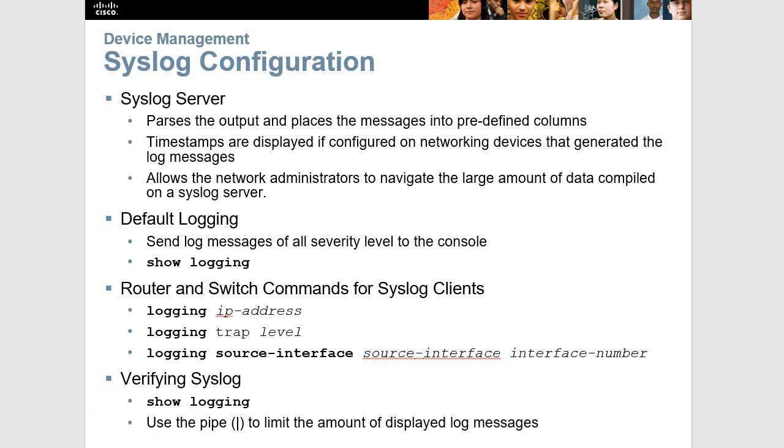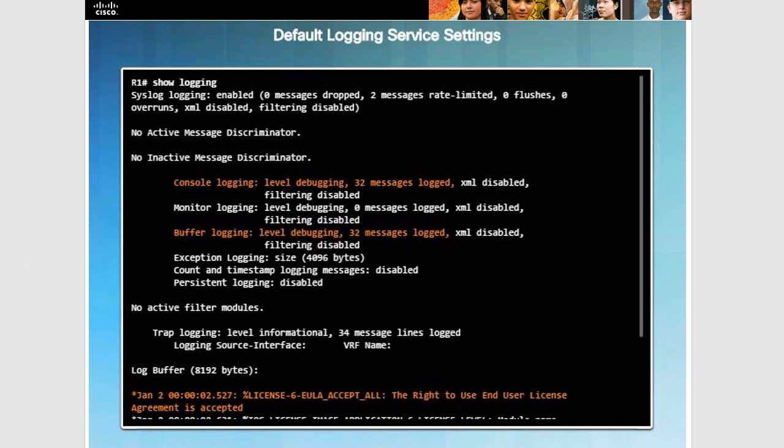Okay, again, verifying, we've got the show logging, and you can use the pipe just like in multiple other commands. Let's take a look at a couple examples. If you do your show logging, it will show you your default logging settings. So that's what you've got here, our default logging settings for a router. You'll see your log buffer, so on and so forth. We can see the console logging is on here, and buffer logging is on when we do the show logging command.